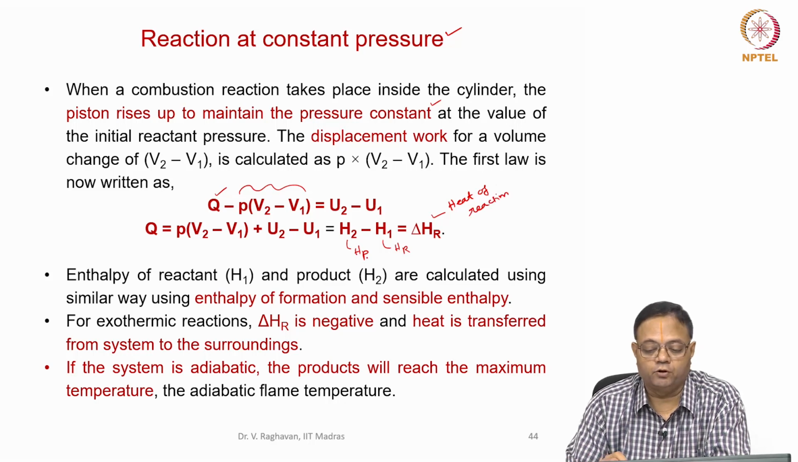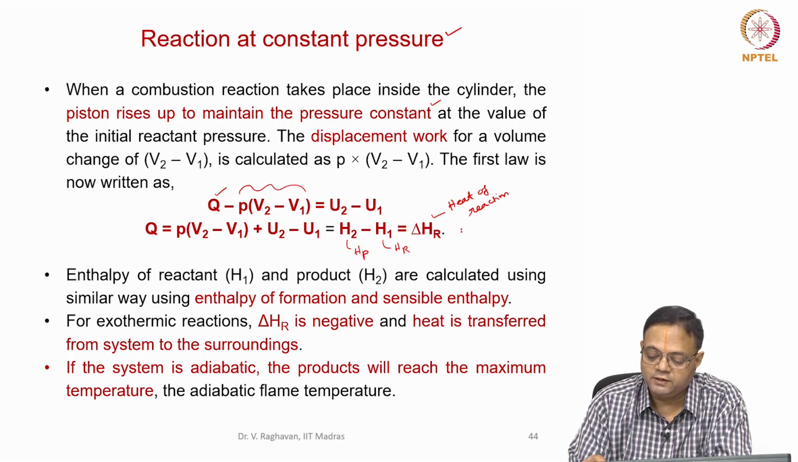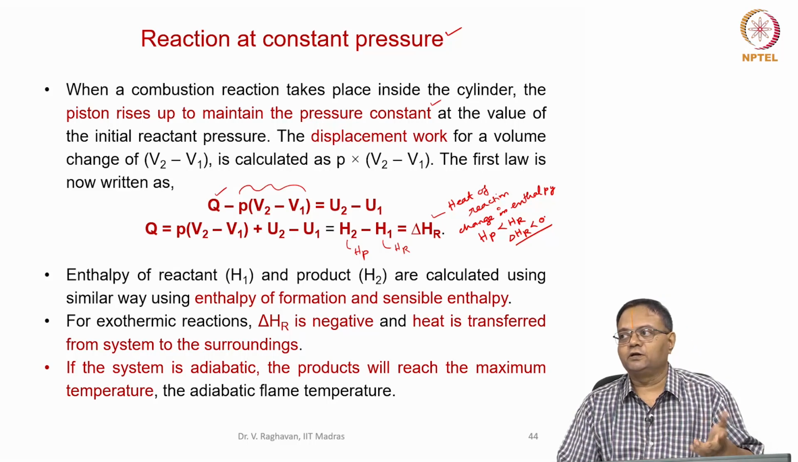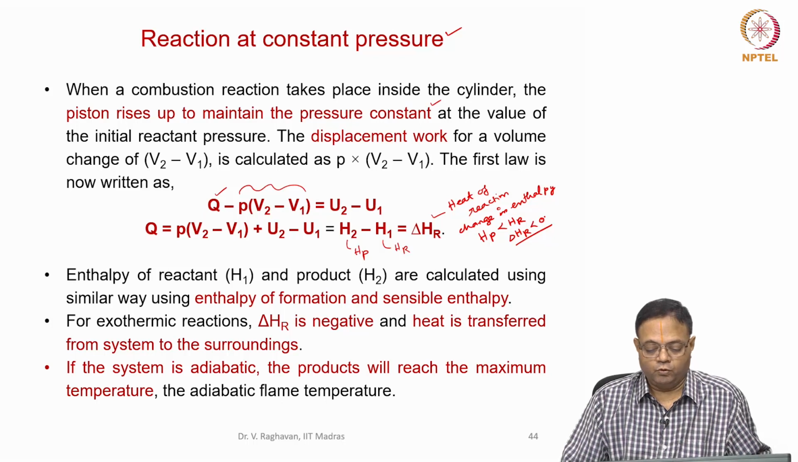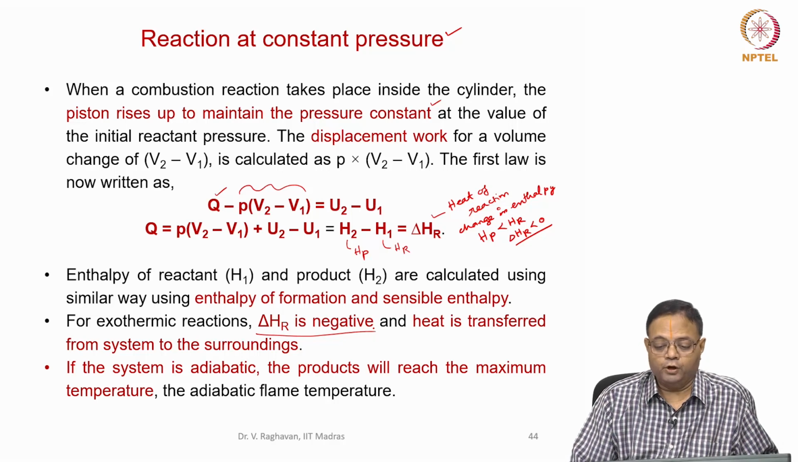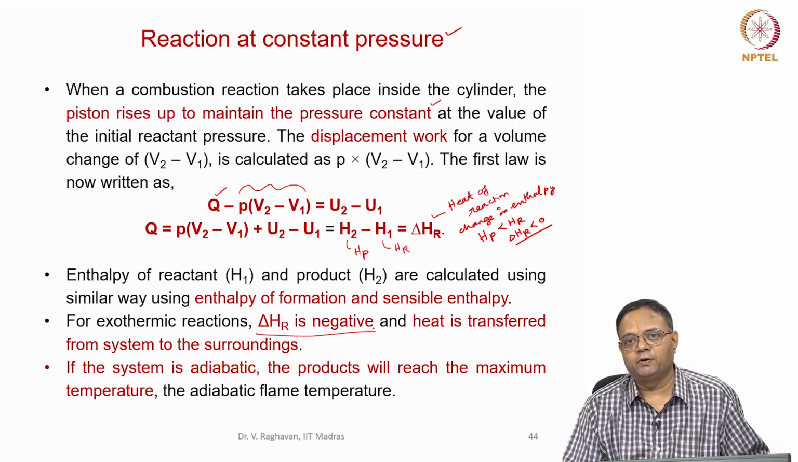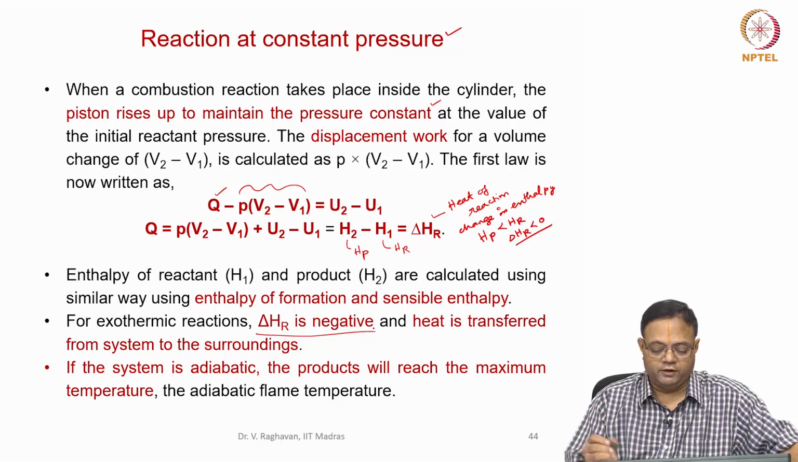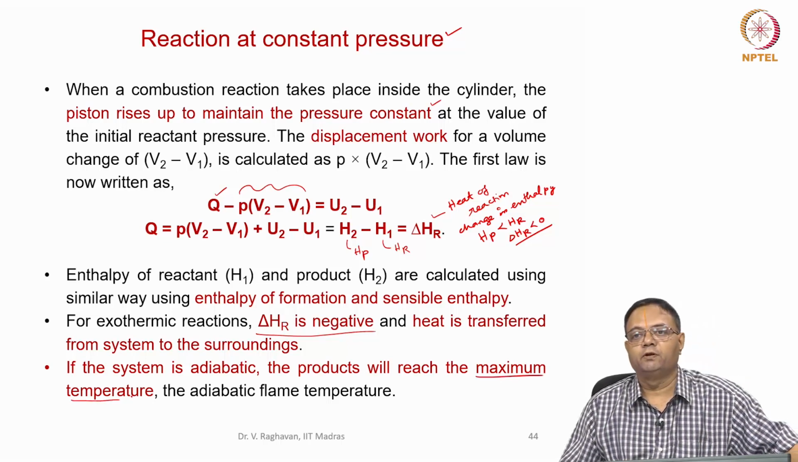So, in a constant pressure process, heat of reaction is nothing but the change in enthalpy: enthalpy of the products minus enthalpy of the reactants. Since Hp is actually less than Hr, ΔH is less than 0. That is, heat is rejected to the surroundings. Okay, so that is what I have written here. ΔHr is negative, heat is transferred from the system to the surroundings. Now, we have seen about the adiabatic flame temperature. If you insulate your piston cylinder arrangement, then the products will reach the maximum temperature, which is the adiabatic flame temperature.